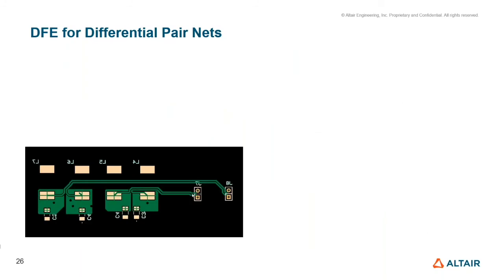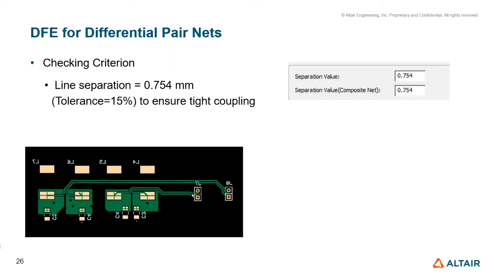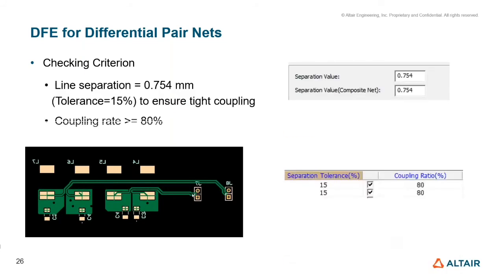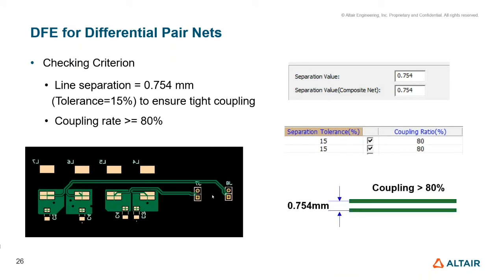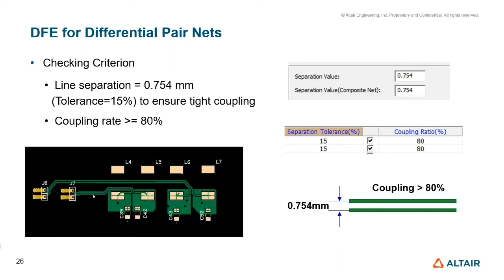The strength of a DFE pair, a differential pair, is defined by its line separation and coupling ratio. In this case, let's try to verify these two parameters with our desired values of line separation of 0.754 millimeters and the coupling ratio of 80% by using the DFE check tool. Here is a graphical representation explaining the same. Now we'll see the results and how the results look like.